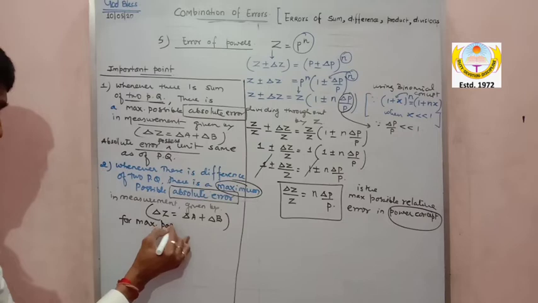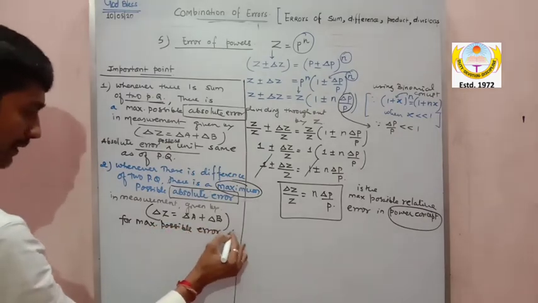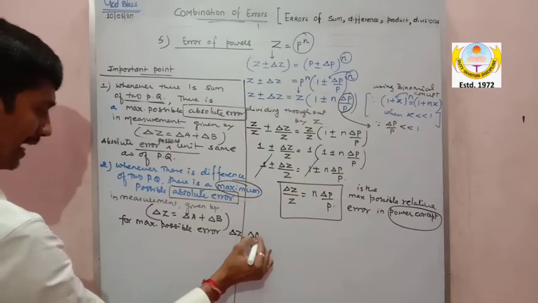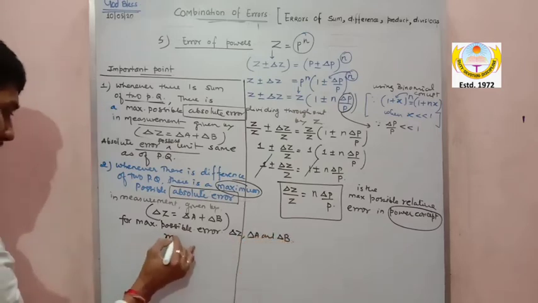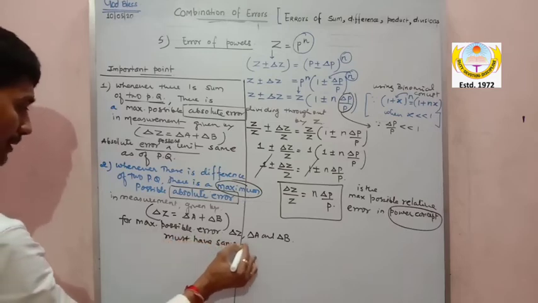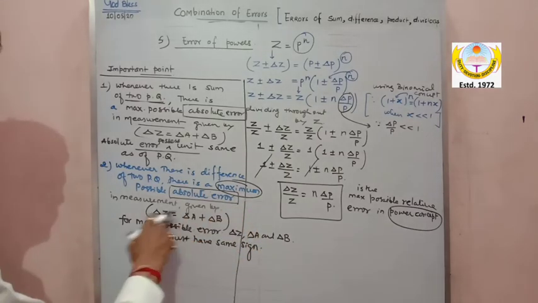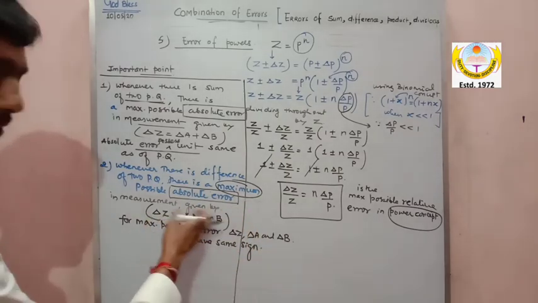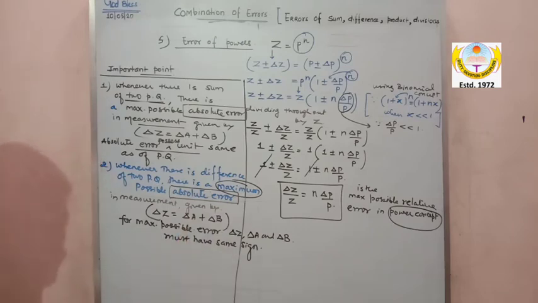So here the important concept is, for maximum possible error, delta Z, delta A and delta B must have the same sign, and hence, my dear, when you solve, the answer will always be plus. I have shown all this. I hope it is clear. Is that clear, my dear?